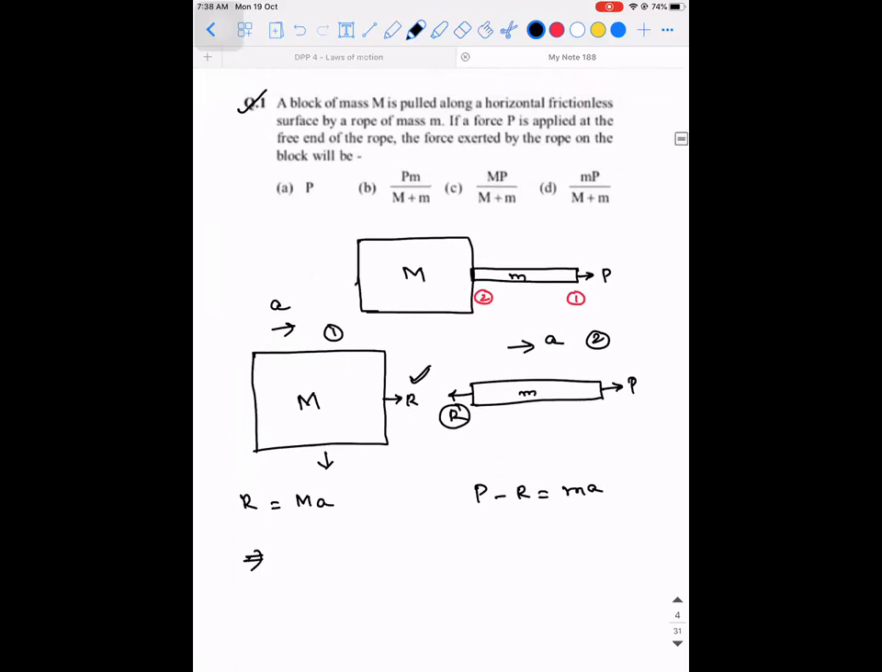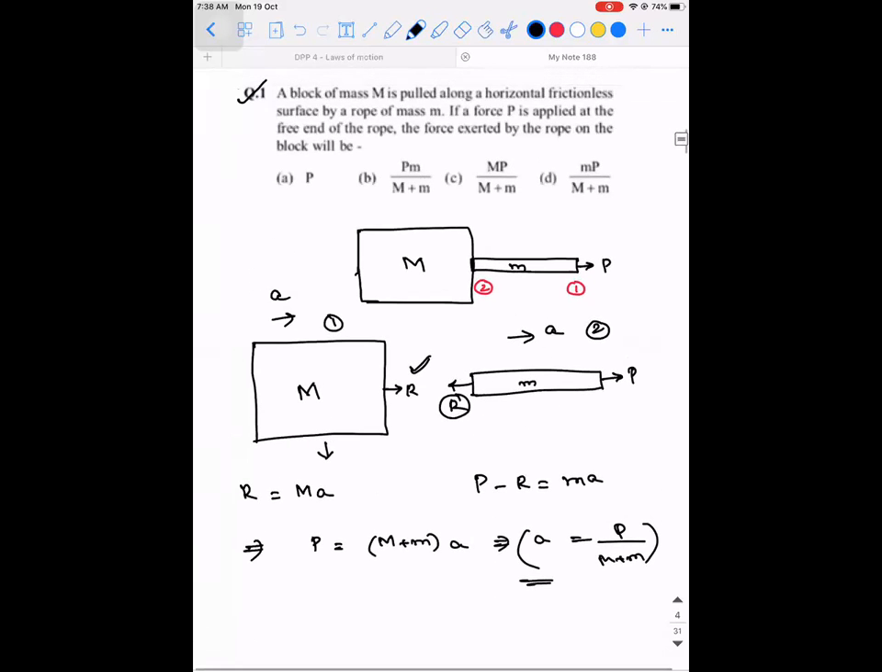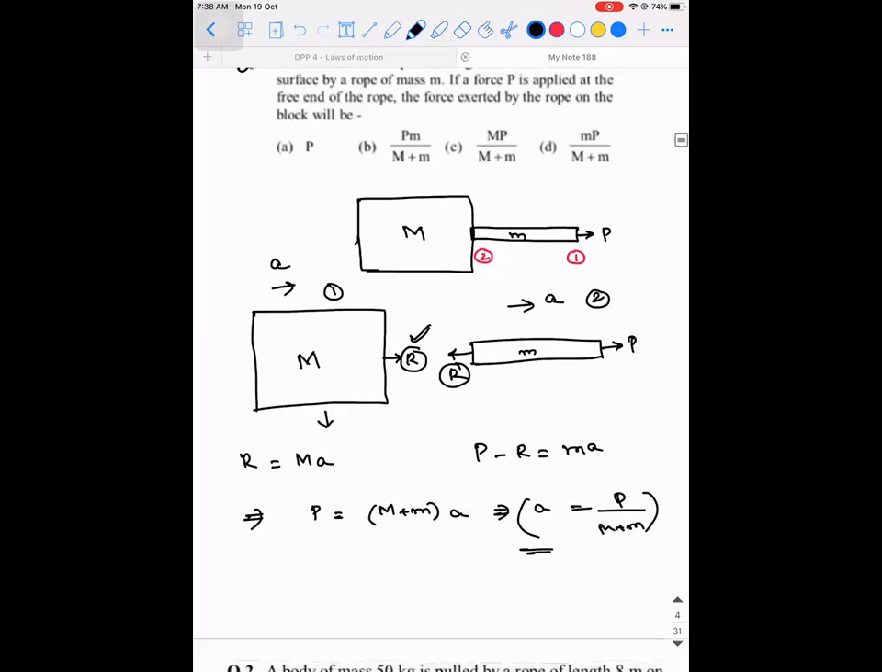So what can I conclude from this? If I add both, I'll get P is equal to capital M plus small m into A. Accepted. So A is equal to P divided by capital M plus small m. So what are they asking? What is the force exerted by the rope on the block? That is R. So capital R is equal to M into A, so capital M into P divided by capital M plus small m. That will be MP divided by capital M plus small m. So this will be the reaction force.